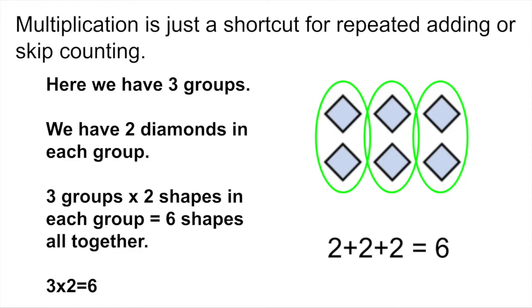So here's how I thought through this one using the multiplication strategy. We have 3 groups, the 3 green circles. We have 2 diamonds in each group. The groups are equal. That's really important. Multiplication won't work if the groups have different amounts in them. So 3 groups times 2 shapes in each group is 6 shapes altogether. 3 times 2 is 6. Both of these equations, 2 plus 2 plus 2 equals 6, or 3 times 2 equals 6, they both match the picture.